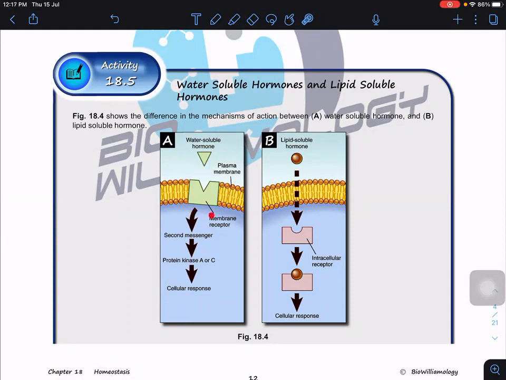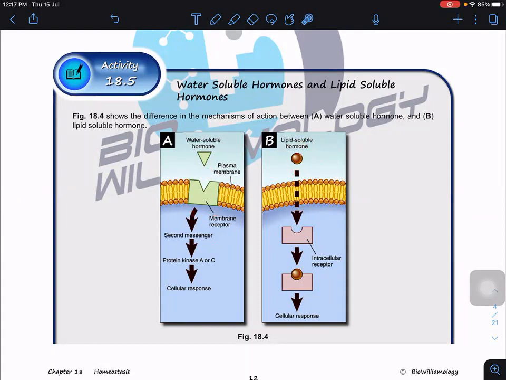So the membrane receptor will trigger a series of reactions until we get the second messenger. In our syllabus, cyclic AMP is one of the second messengers that we need to know. And the second messenger is going to activate the cascade of activations until we get the cellular response, for example, decrease the blood glucose concentration. So these are water-soluble hormones, by the way. Okay, so water-soluble hormones bind to the membrane receptor.